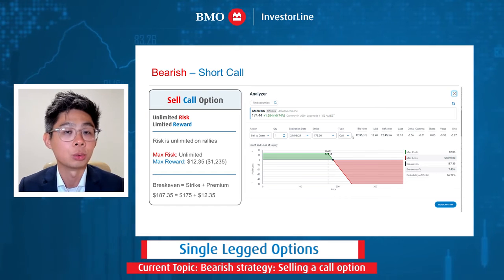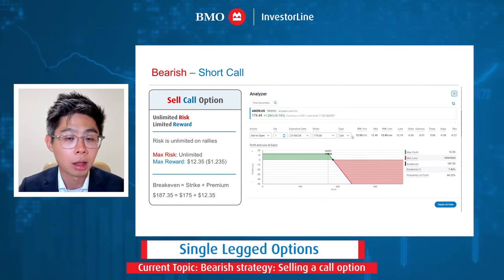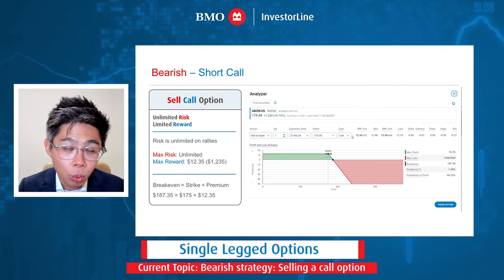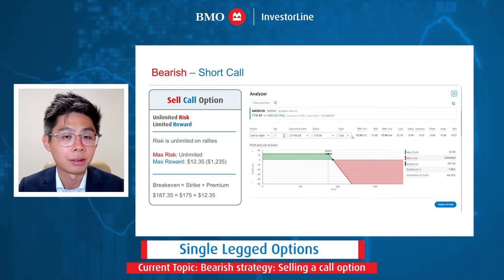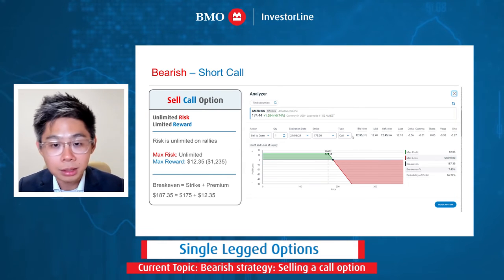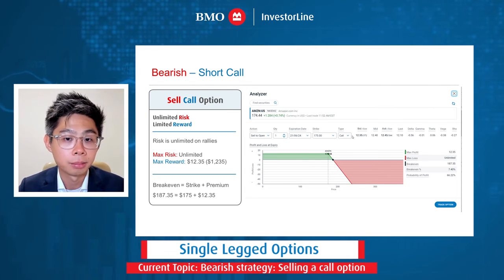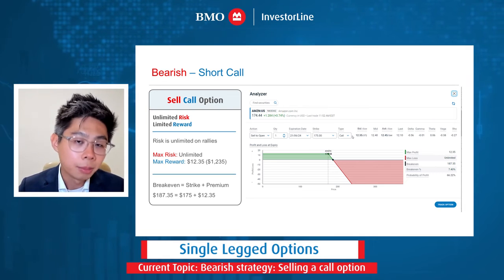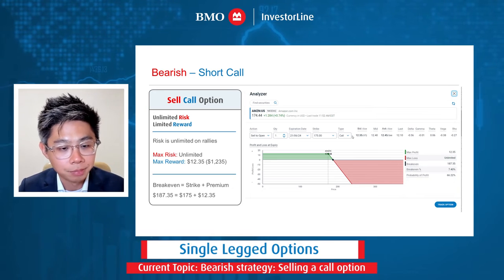That is the same risk you would be exposing yourself to when you short a call option. So it's important to understand that your reward is limited to how much you can collect, in this particular case $12.35, and your risk is truly unlimited. Now, you might say to yourself, I don't think Amazon stock is going to go to $300 by the expiration date, and I don't truly have unlimited risk, but it's important to understand that that is part of selling a call option.